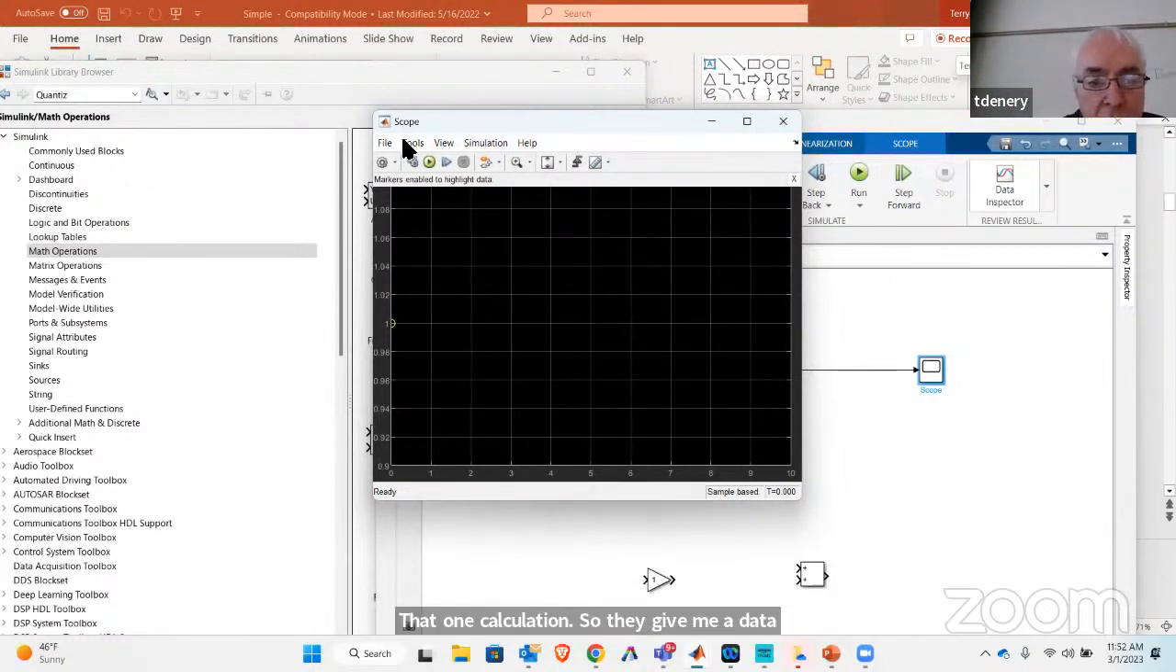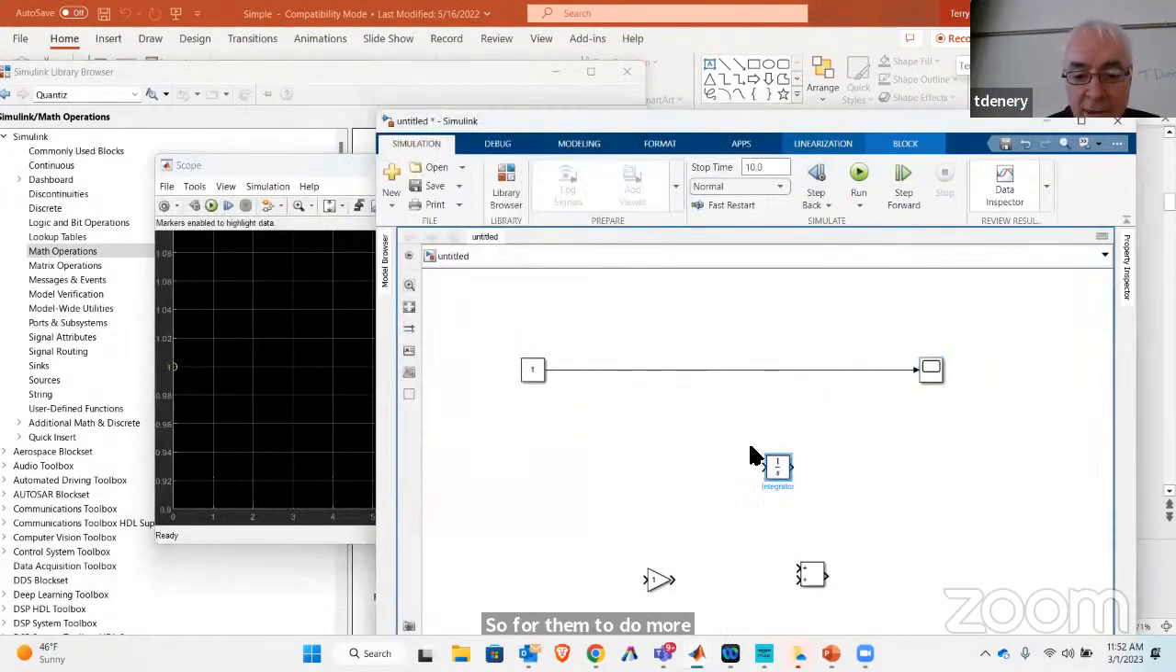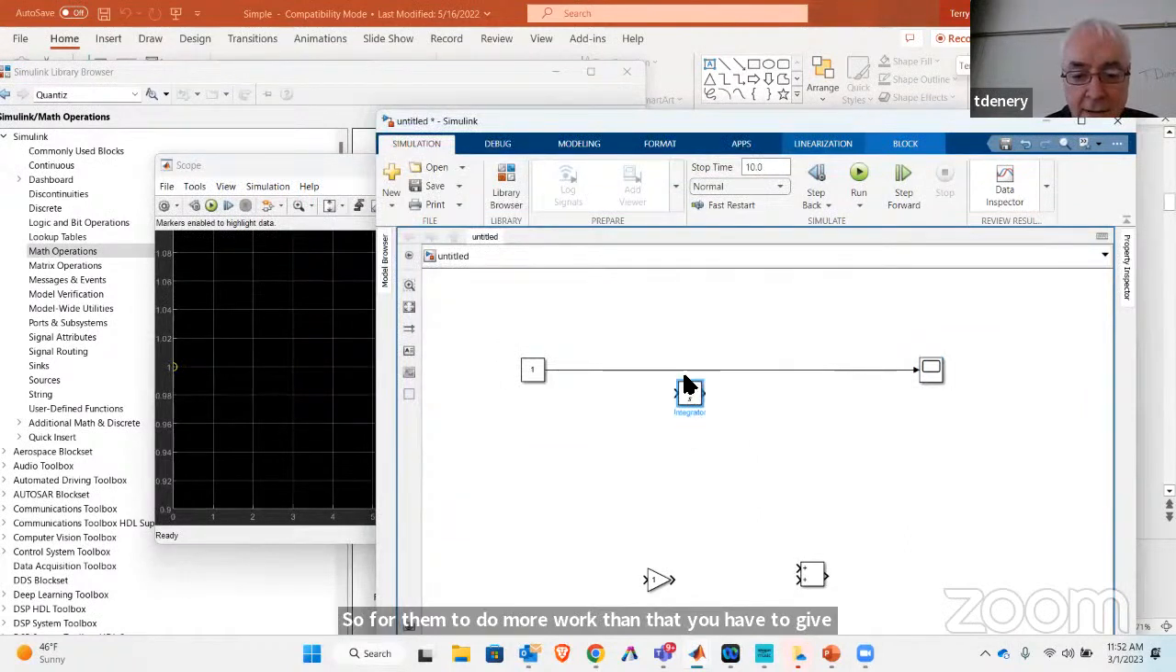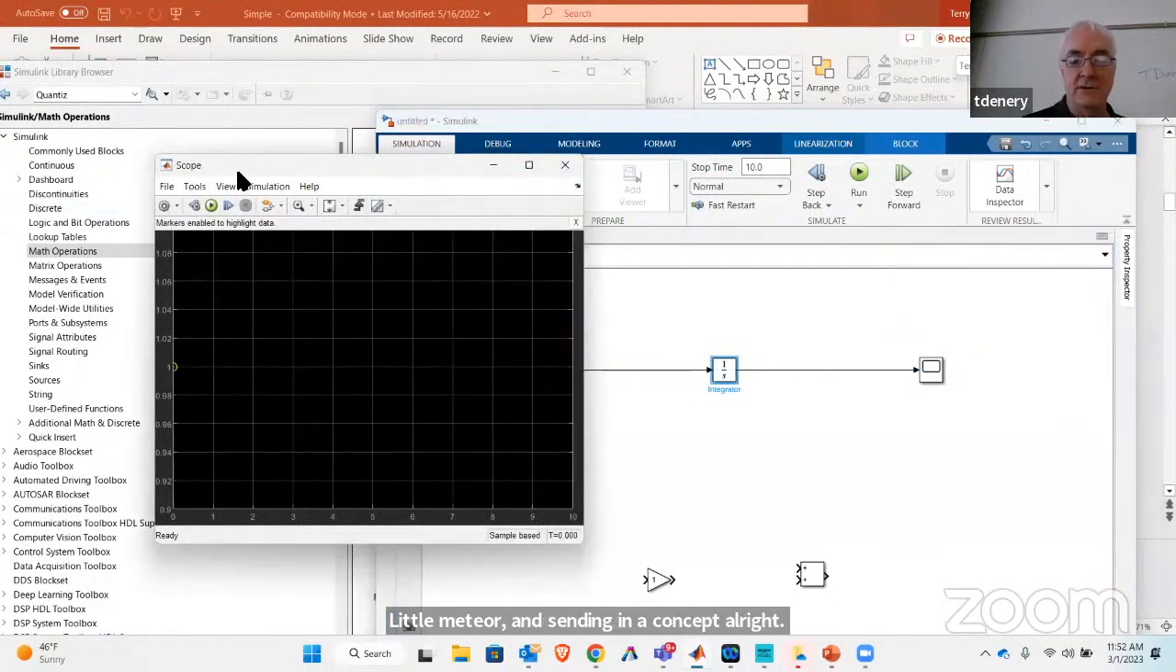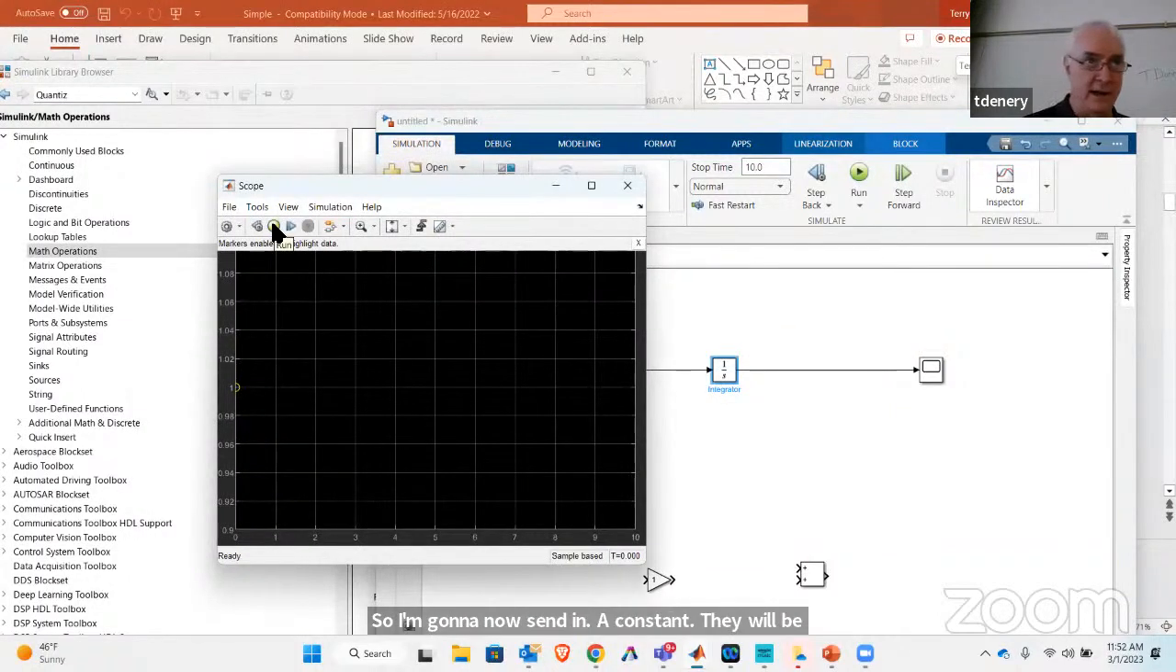For them to do more work than that, you have to give them something a little meatier than a constant. So I'm now going to send in a constant that will be integrated with respect to time. Anybody want to guess what we're going to see? Yeah, and what's it going to look like? It's going to be going from 0.